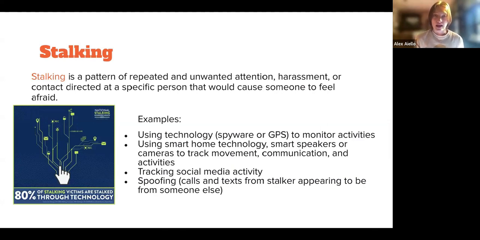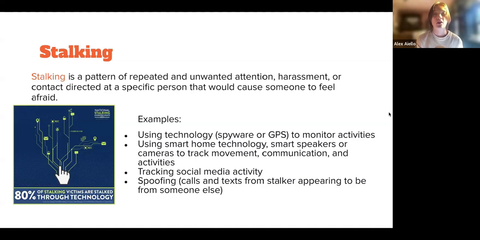These are just some examples of the way that stalking can take place online. Using technology like spyware or GPS to monitor activities. Say going through your phone, looking at your maps and seeing where you have been going and then following you there. Using smart home technology, smart speakers or cameras to track movement, communication, and activities. Tracking social media activity, so seeing what you're doing, who you're interacting with, and trying to control that. And then also spoofing.